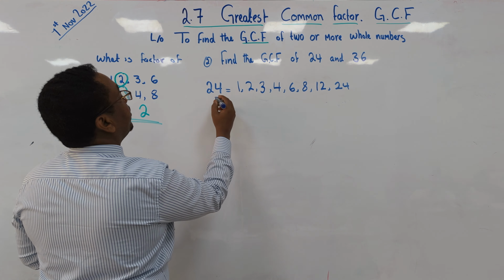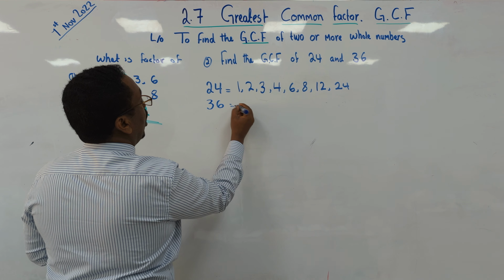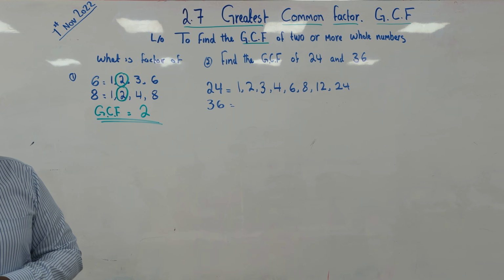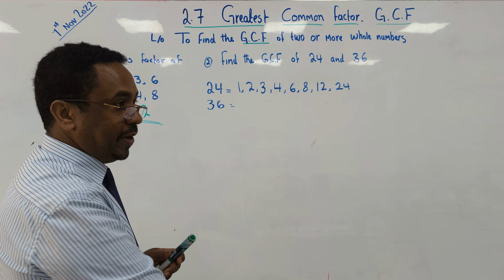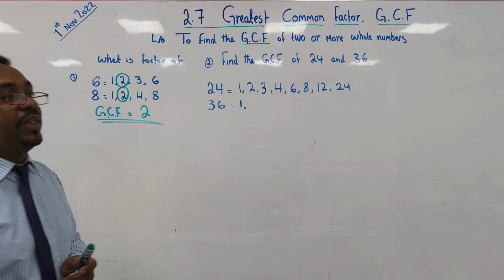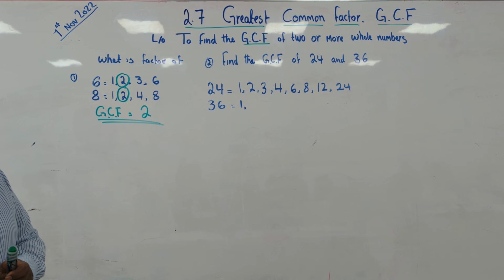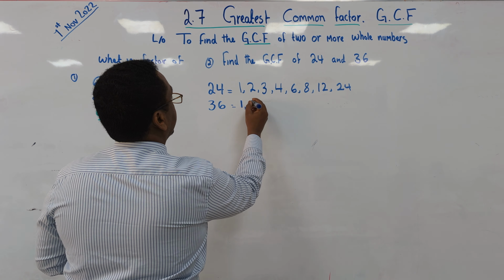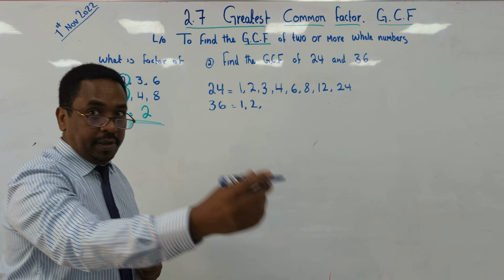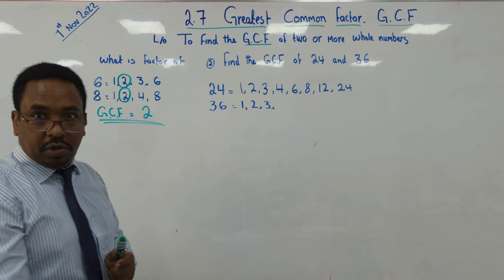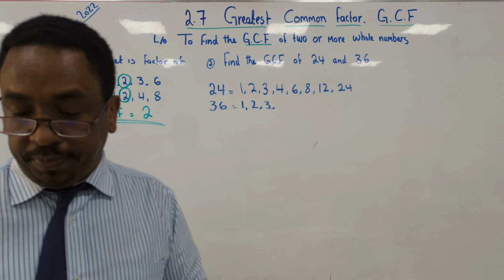Now let's write down 36. What are the factors of 36? What gives us 36 when we multiply? Let's start again. Always start from 1, because 1 times 36 will give you 36. So 1, and the next one, 2, and then 3. And 4, 4 times what? 4 times 9. So 4 is a factor of 36. And the next one, 6. 6 as well? Yes. And the next one?